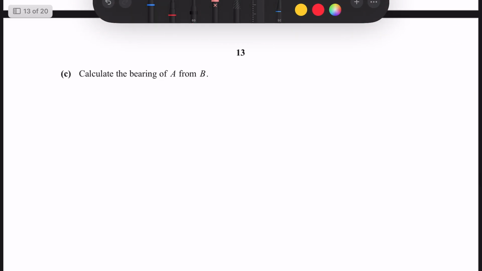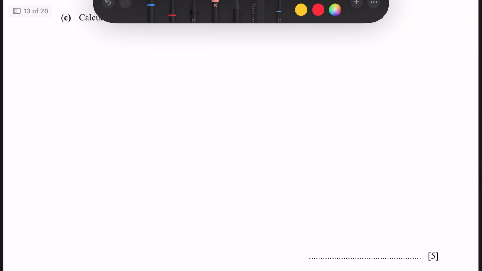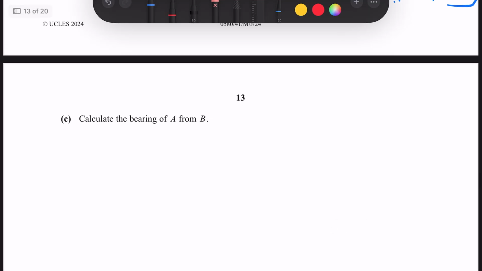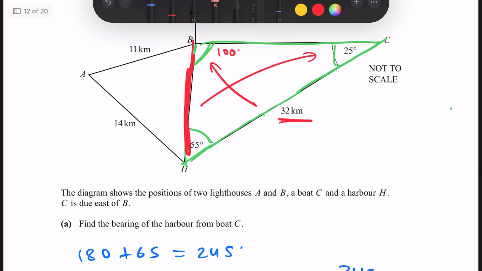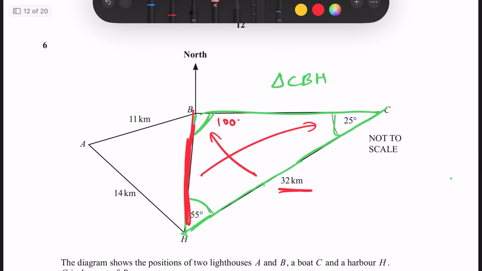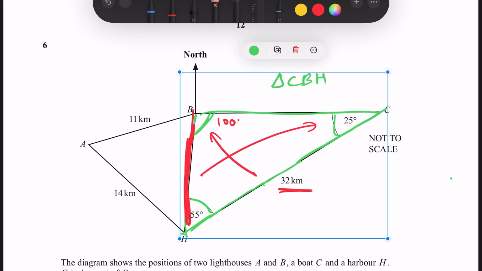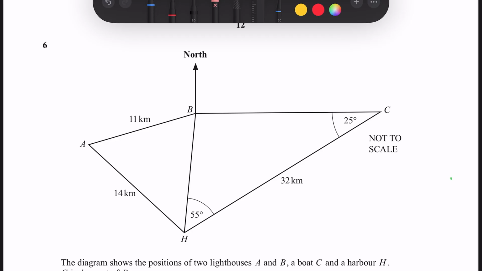Now C says to calculate the bearing of A from B. Since this is 5 marks, you know that we have to go on a journey with this C part. Calculate the bearing of A from B. So let's erase all our subsequent working so far on this. So A from B would be equal to this angle over here. So let's write all the information we have so far. This is equal to 100 degrees. That's pretty much all the information we have.